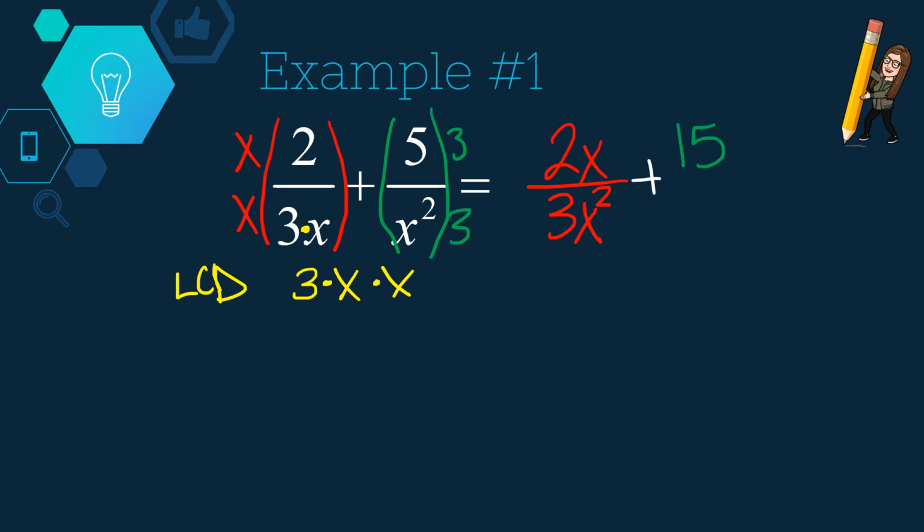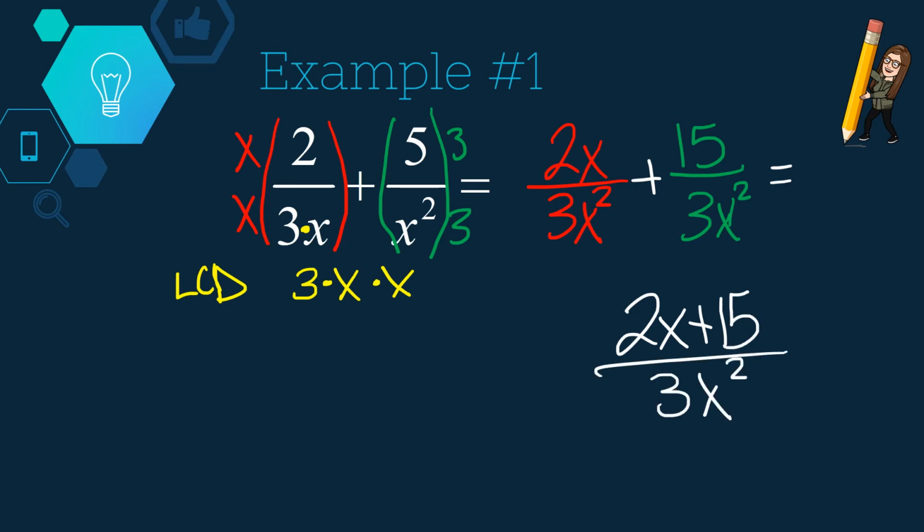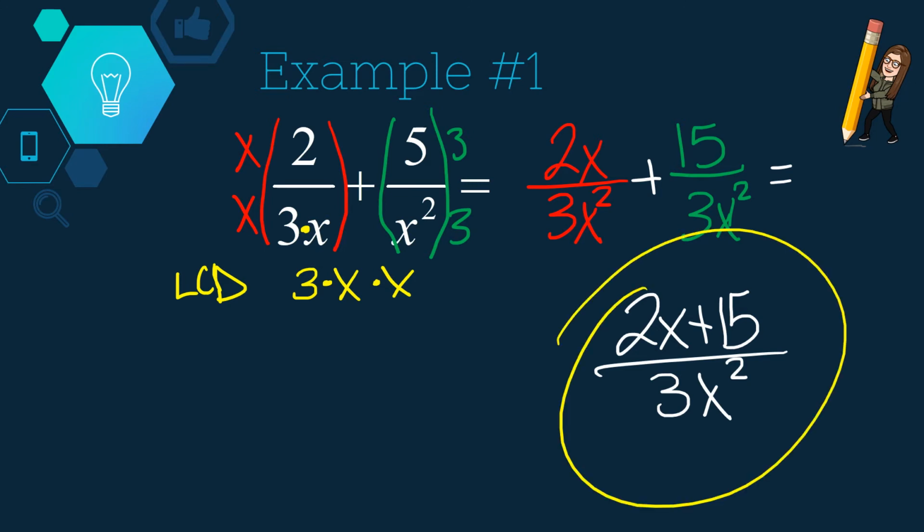5 times 3, 3 times x squared. See what happened when I did that? I just created like denominators. That's how you'll know you're doing it correctly, is you'll arrive at the least common denominator. So I have addition, which means I get to add straight across: 2x plus 15 all over my common denominator of 3x squared. Nothing factors, nothing can cancel, so that is my final answer.